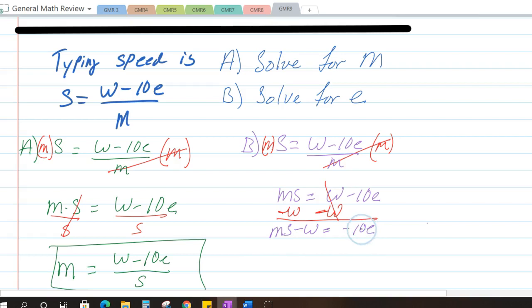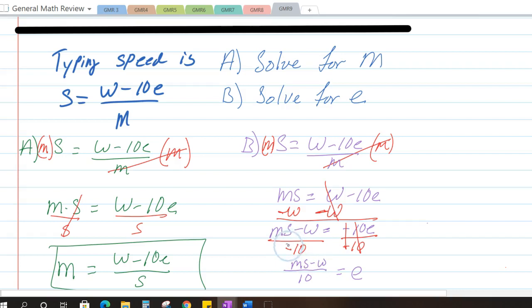Now the opposite of multiplying by 10 is dividing by 10. So I'm going to divide by a negative 10. What I do to one side, I do to all of the other side, negative 10. The negatives cancel out, the 10 cancels out, and that leaves me with e is equal to the 10 on the bottom, ms minus w.